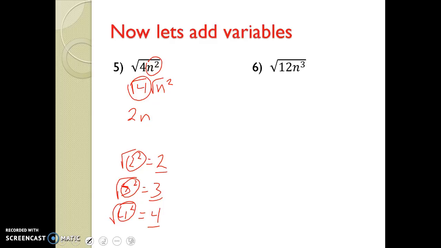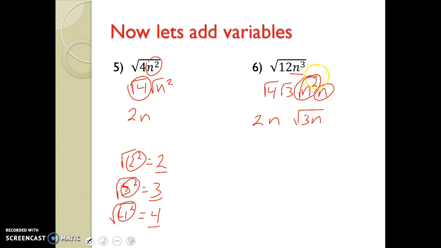Let's take a look at something that's not perfect squares. The 12 is not a perfect square, but I could write the 12 as 4 times 3. We know that the square root of 4, that's 2. The square root of 3 we don't know, so that's going to stay inside the radical sign. But then I have 3 n's. Well, I can write 3 n's as n squared times n. These will come out of the radical sign, and this n here has to stay inside the radical sign.